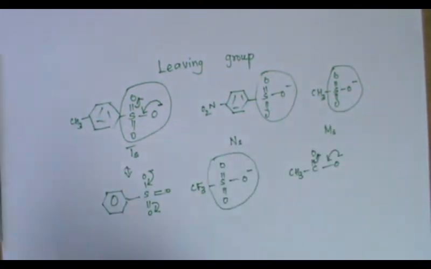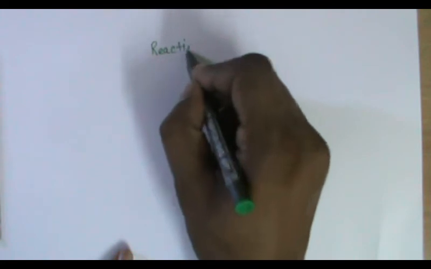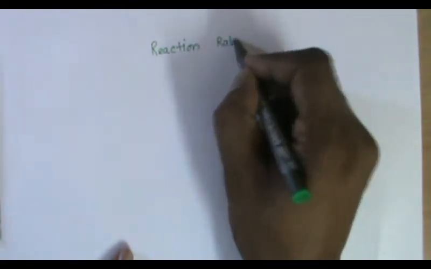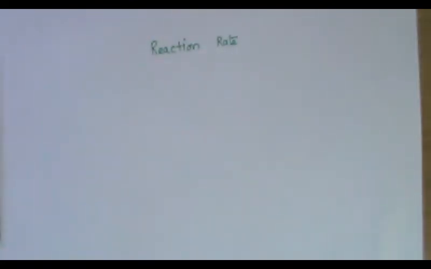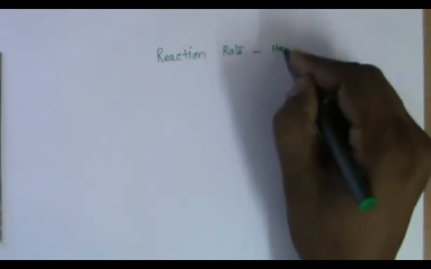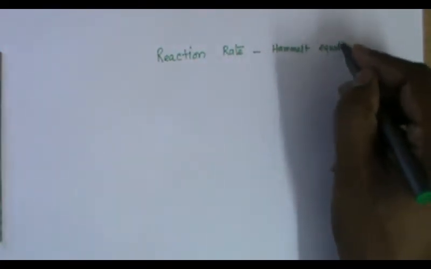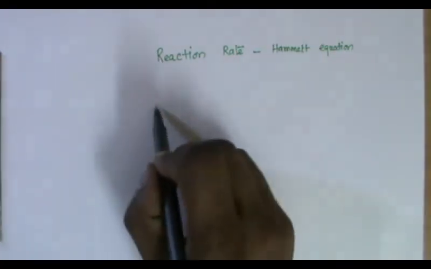But generally we don't use this as a leaving group because we need somewhat harsh conditions for that. But when you go for tosylate, nosylate, mesylate and triflate, even at mild conditions they can be replaced. The next one: how the reaction rate is affected by the resonance effect. That is given by the Hammett equation. I am not going into that in detail, but I give some flavor of that.